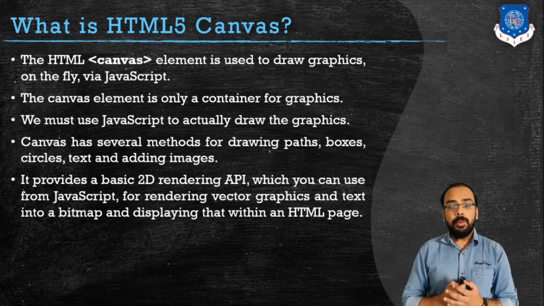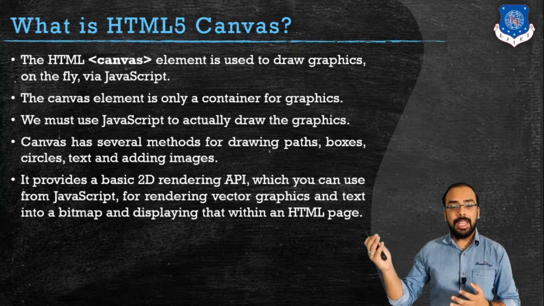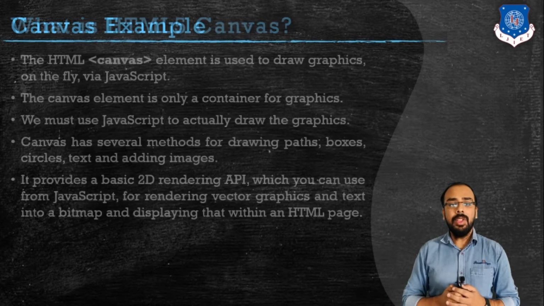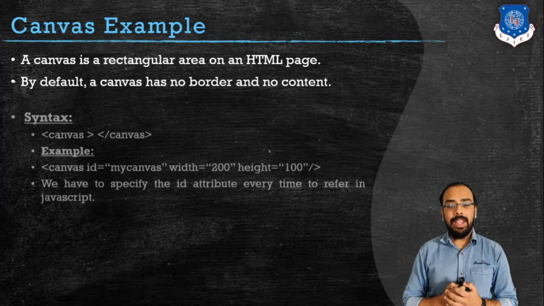Now it also provides us a 2D API. API means application programmable interface. This API we can directly use whenever we want to render vector graphics and the text that we want to display on our HTML page. So the basic use of the HTML canvas tag is to display graphics. If I want to display different text using JavaScript, we have to use the canvas element. Now let us see how the canvas tag works.